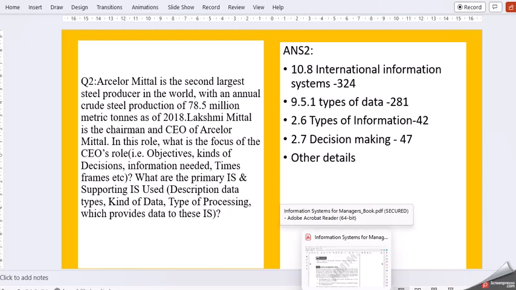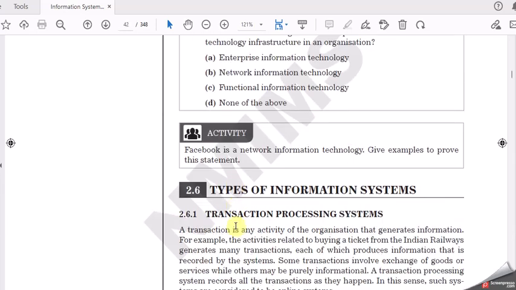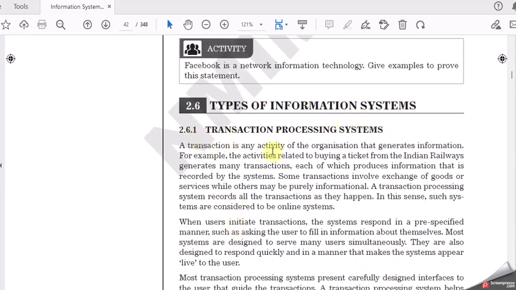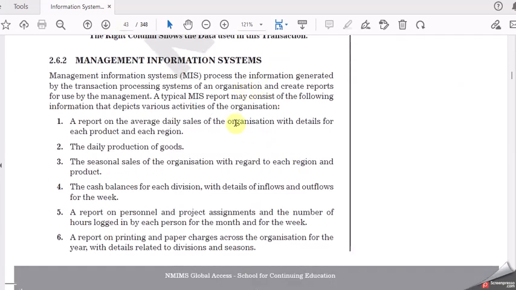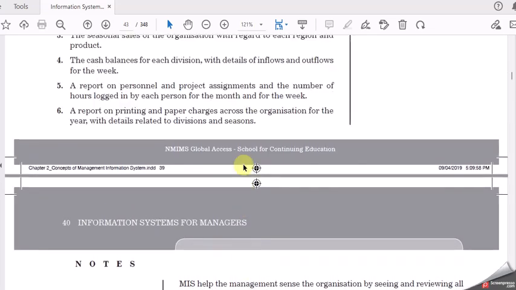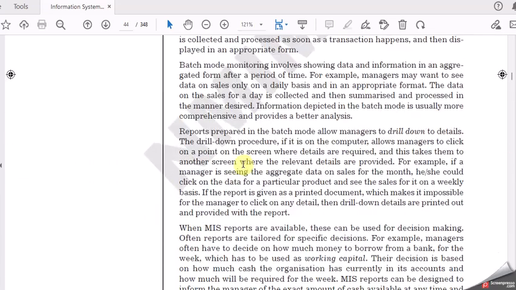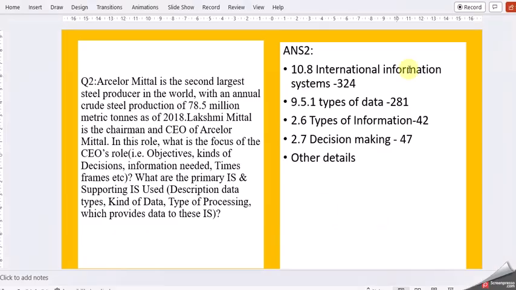I'll start with chapter 2. Here you have types of information systems. Then you have management information systems, and how the information system is connected to the CEO. You can try to get some information here. Then I'm going back to types of data and international information systems in chapter 9 and chapter 10.